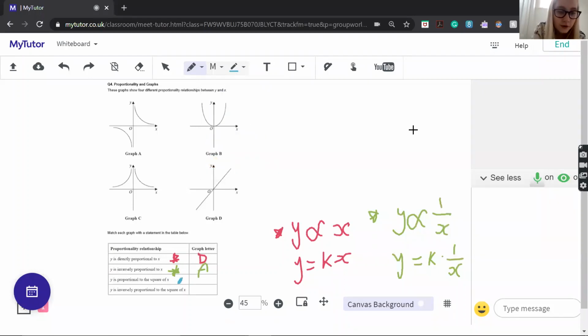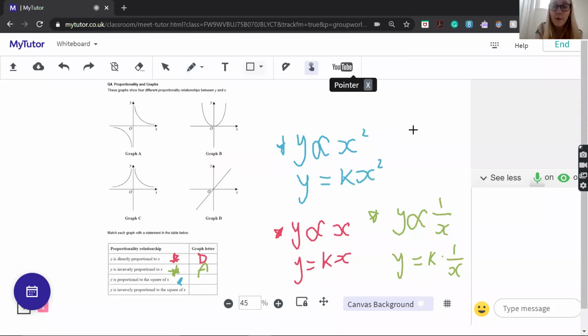Let's have a look at this one. Y is proportional to the square of x. So that means y is proportional to x squared. That's how we write this one, which means that y equals kx squared. Hopefully you're getting the hang of this now, and you can see this is just some multiple of an x squared graph. And we know that x squared is a smiley face. So we know it must be this one here. Again, it doesn't matter what the k is. The k will just stretch it in some way, but without a scale, that doesn't matter. It's the shape that we're looking at. So this one is going to be graph B.